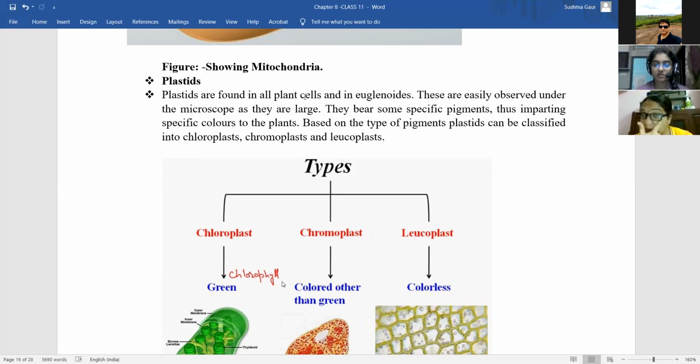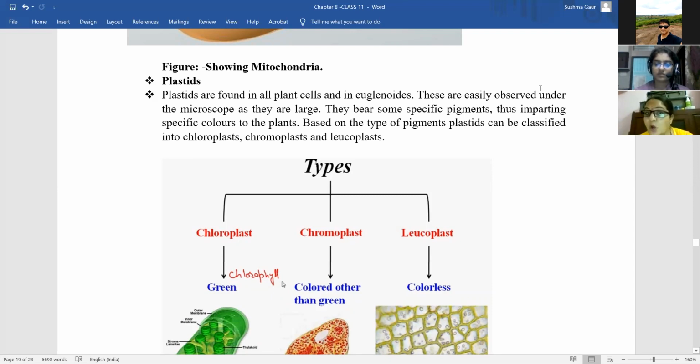These plastids will be present in plant cells and in euglenoids, because blue green algae and those algae are colorful. You have studied that chapter in your school, the classification one. In that you have seen red algae, green algae, and one more type, brown algae. So in these, plastids are present. Their names are somewhat different there. I forgot the name. So what are plastids?